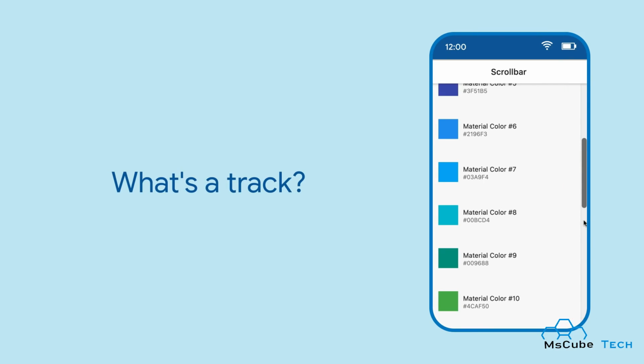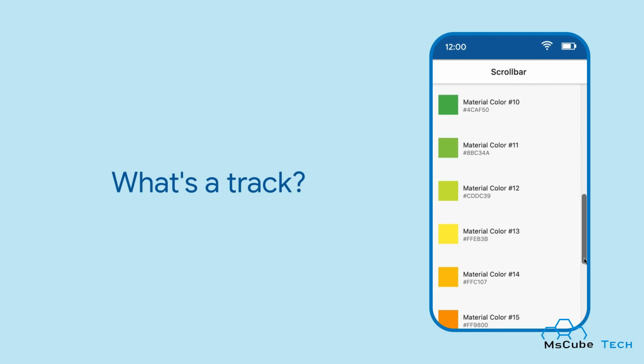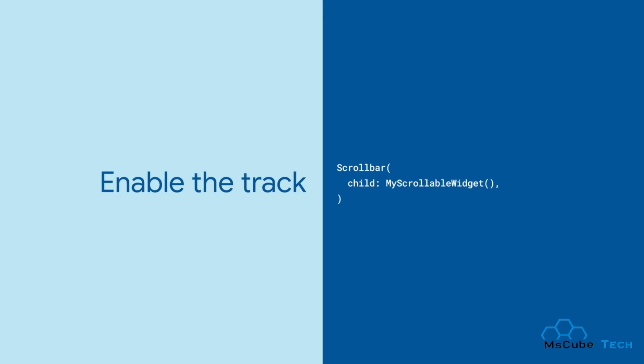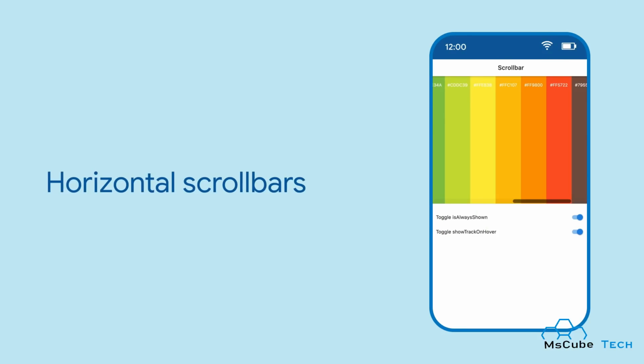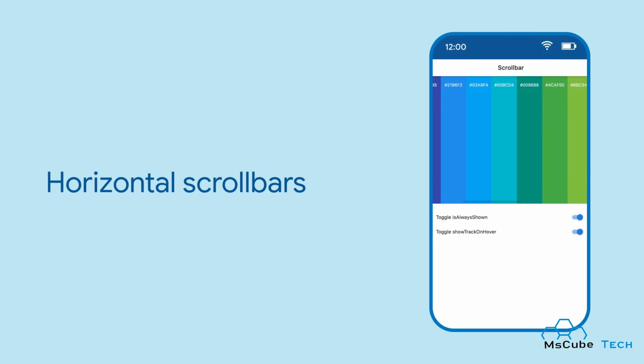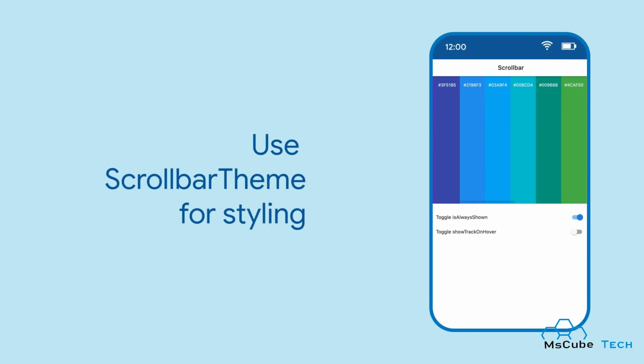Users can click on the track to get to that specific part of your list, and to show the track, use showTrackOnHover. Of course, scrollbars automatically work both vertically and horizontally, and you can style them any way you want using ScrollbarTheme.